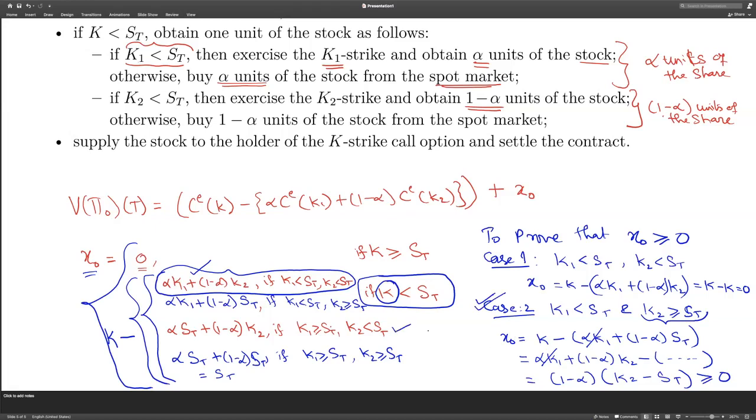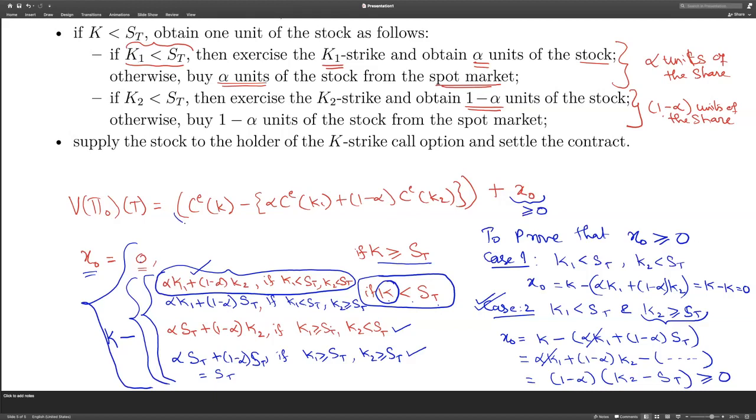Similarly, you can show that X naught is greater than or equal to 0 in the third case as well as in the fourth case. And that will cover our aim that X naught is greater than or equal to 0 in the case when K is less than ST. When K is greater than or equal to ST, anyway X naught is equal to 0. Therefore, there is nothing to prove. So this shows that in any case, whatever may be ST at the expiration T equal to capital T, your X naught is going to be greater than or equal to 0.